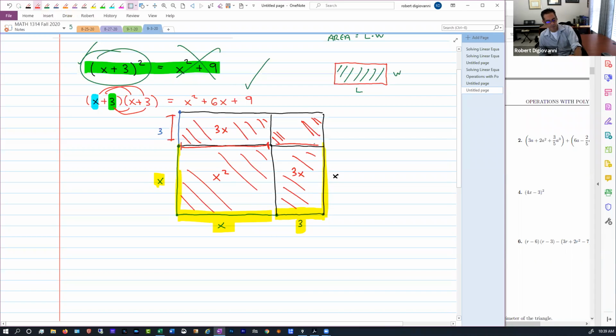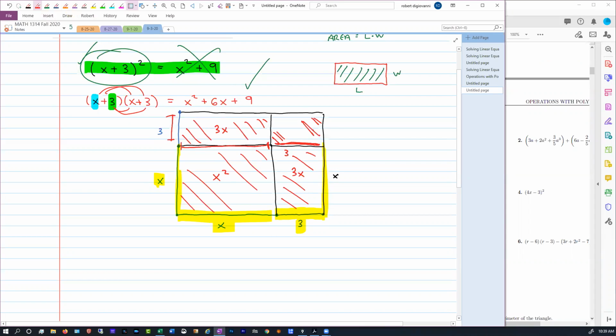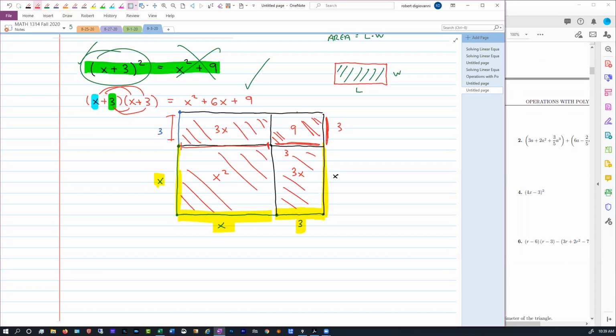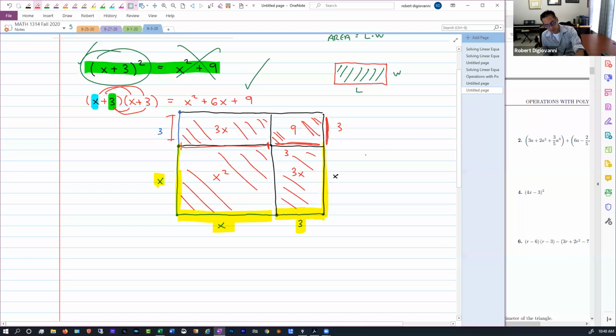So how wide is it? 3. How tall is it? 3. 3 times 3? 9. Okay, so the area of the whole thing together should be all of those added up, right? So the area of the whole thing should be x squared plus 3x plus 3x plus 9, which is x squared plus 6x plus 9.